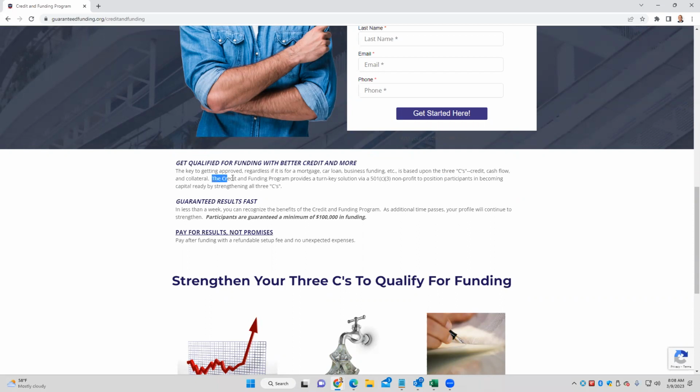So we furthermore let them know that the credit and funding program provides a turnkey solution. So it's a bundled approach. That's why it's growing so quickly, because we're helping clients with all 3 C's within the package, offered by a 501c3 nonprofit to help them become capital ready. Guaranteed results fast is the next paragraph. In less than a week, they'll start to see the benefits. And that's what we really need to focus on, letting clients know that they're going to start seeing results. They're going to start seeing benefits quickly, because people want fast, simple, and free. That's what our society typically wants: fast, simple, and free. So you need to let them know how our program fits into that desire of fast, simple, and free.